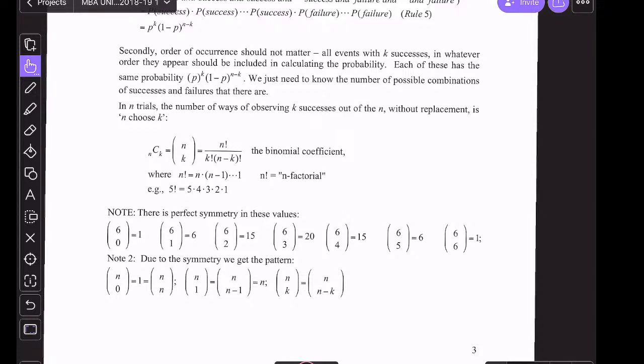These are the binomial coefficients for n equals 6. And you notice this and this are the same. And this and this are the same, and this are the same, and that's unique. So there's a pattern.